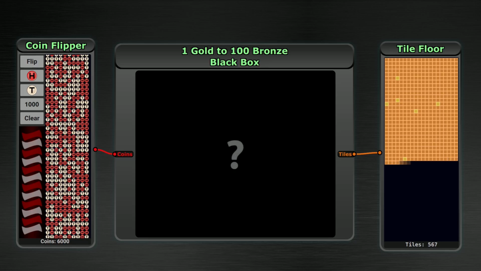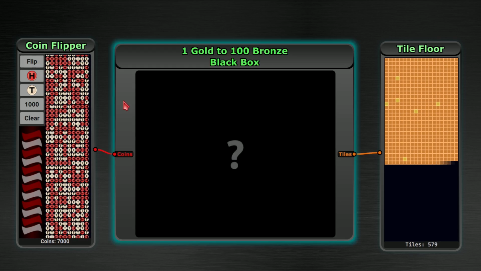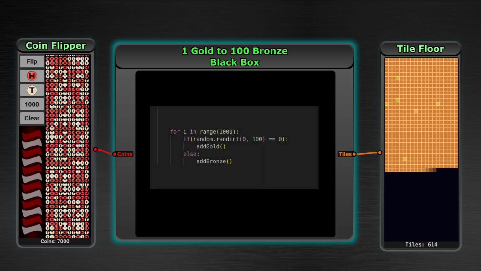Consider this situation, which eventually I'll relate to compression. Coin flips, heads or tails. A black box takes in coins and randomly outputs 1 expensive gold tile to 100 cheap bronze tiles. If you ask me, or pretty much any programmer to tile this floor, easy peasy. There are more efficient ways, but who cares?